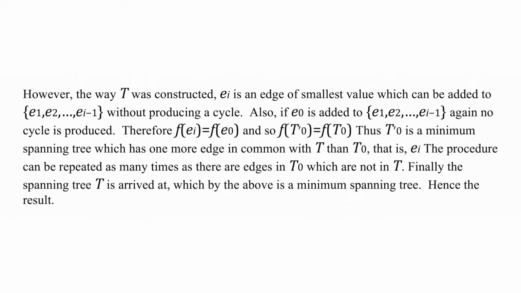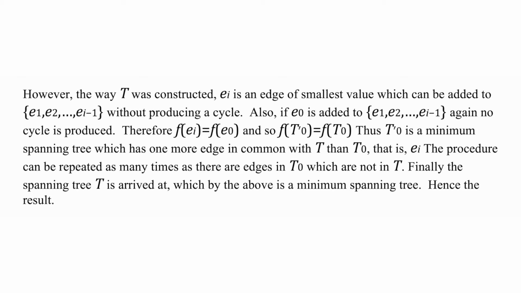However, the way T was constructed, ei is an edge of smallest value which can be added to e1, e2 and so on up to e(i minus 1) without producing a cycle. Also, if e0 is added to e1, e2 and so on up to e(i minus 1), again no cycle is produced. Therefore, f(ei) is equal to f(e0), and so f(T'0) is equal to f(T0).